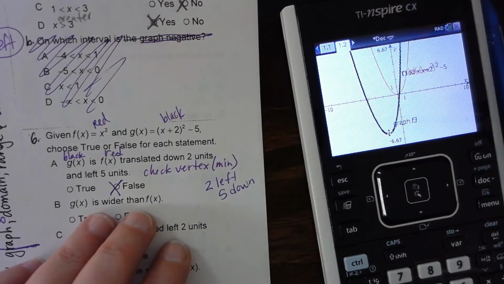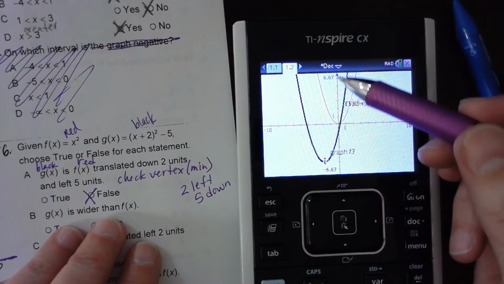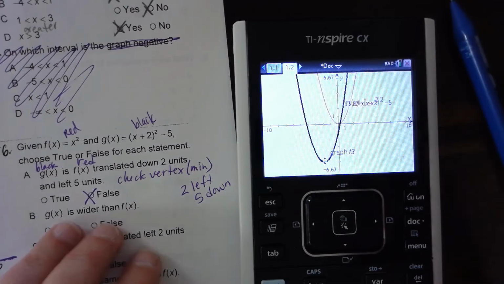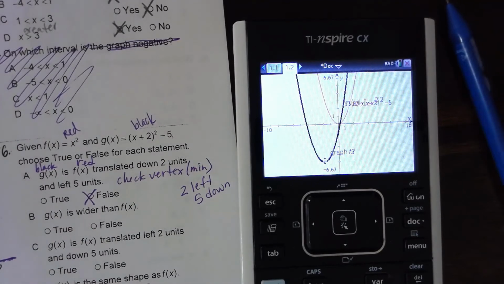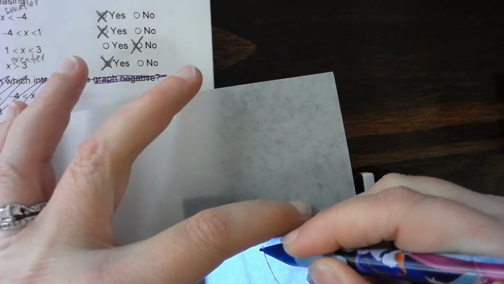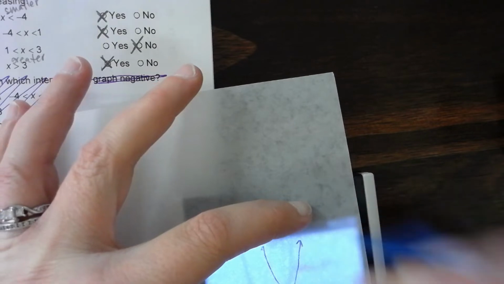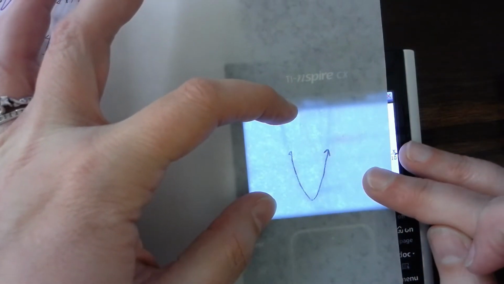Is g of x wider? Is this graph wider than the first one? What I'm going to do is grab a piece of patty paper real quick. I'm going to show you. Can we see through this? Can you still see the graph? I'm going to trace the red one, which is a little bit hard to see because it's pretty light. That's the red graph, and I'm going to slide it over to the black one.